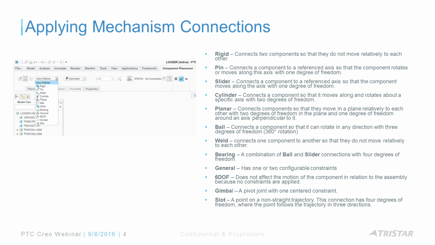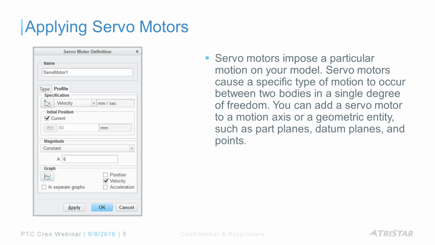We have a gimbal connection, which is a pivot joint with 1 center constraint. And then we have a slot connection, which is a point on a non-straight trajectory. So this one will give you 4 degrees of freedom, where the point is going to follow the trajectory in 3 directions. So those are the connection types that are available that we can use when we're creating assemblies and applying those mechanism connections.